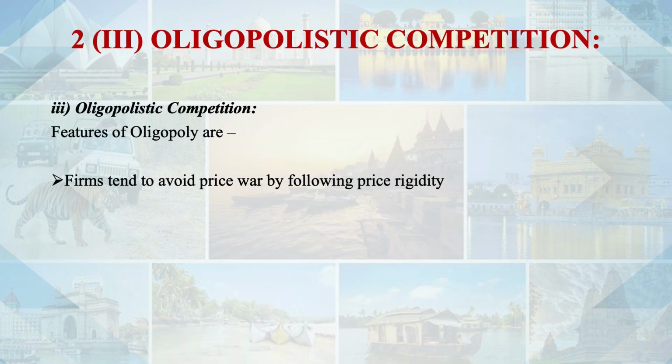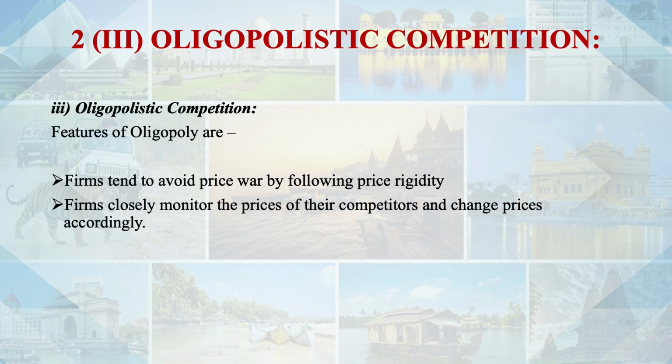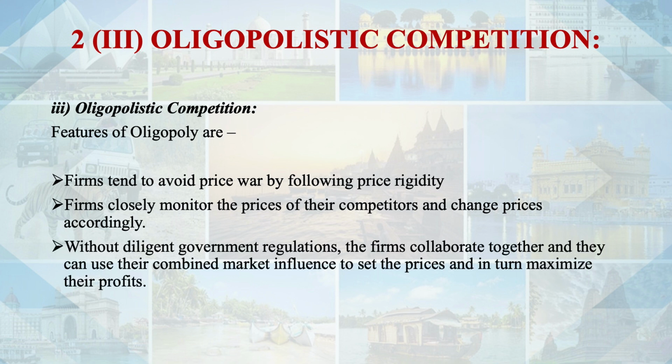Oligopoly firms focus on quality and efficiency of their products to compete with other firms. Firms tend to avoid price war by following price rigidity. Firms closely monitor the prices of their competitors and change prices of their own products accordingly. Without diligent government regulations, the firms collaborate together and they can use their combined market influence to set the prices and in turn maximize their profit.